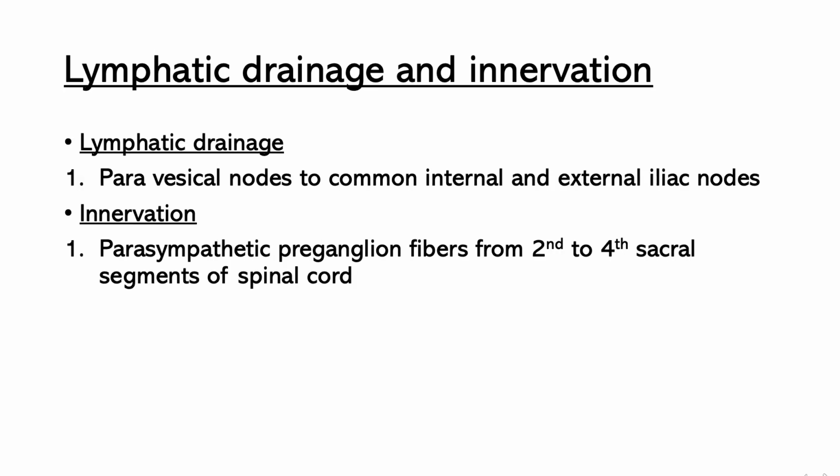Lymphatic drainage and innervation. 1. Paravesical nodes to common internal and external iliac nodes. Innervation. 1. Parasympathetic preganglionic fibers from the 2nd to 4th sacral segments of the spinal cord.